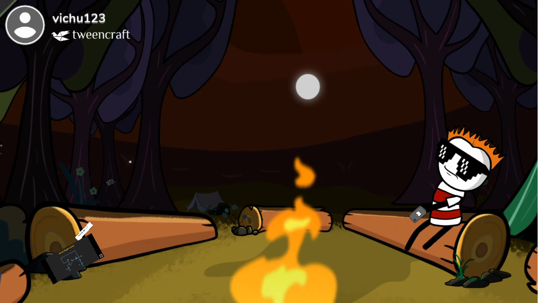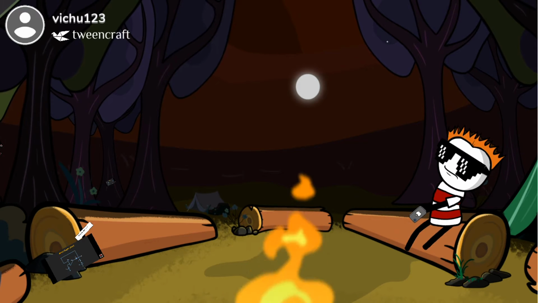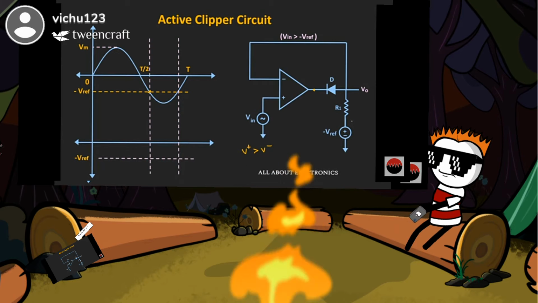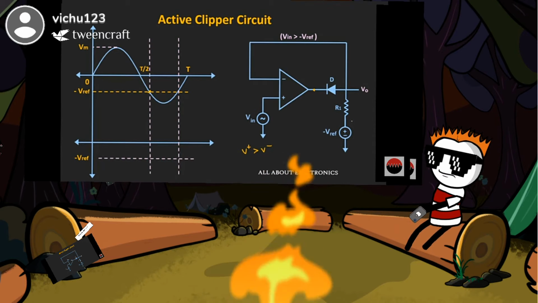Now we are going to learn about the negative bias. So guys, we have changed only one thing in here. That is, we have reversed the polarity of the reference voltage. Let's see how the output emerges for this circuit.